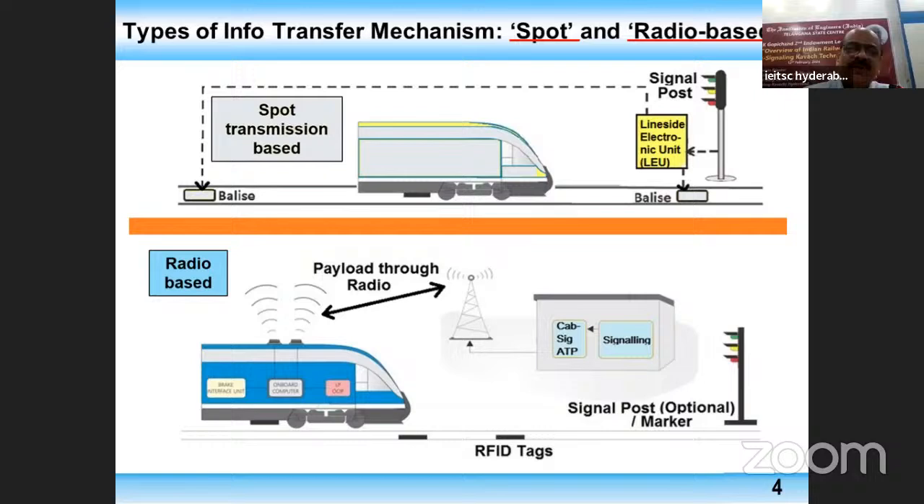So in the upper half type of system, we provide track transponders on the track. It is shown as balises. It is connected to the line side signal through a fail-safe interface. When the train passes over the balises, it picks up the information displayed by the line side signal. This is the way information is transferred from ground equipment to train.